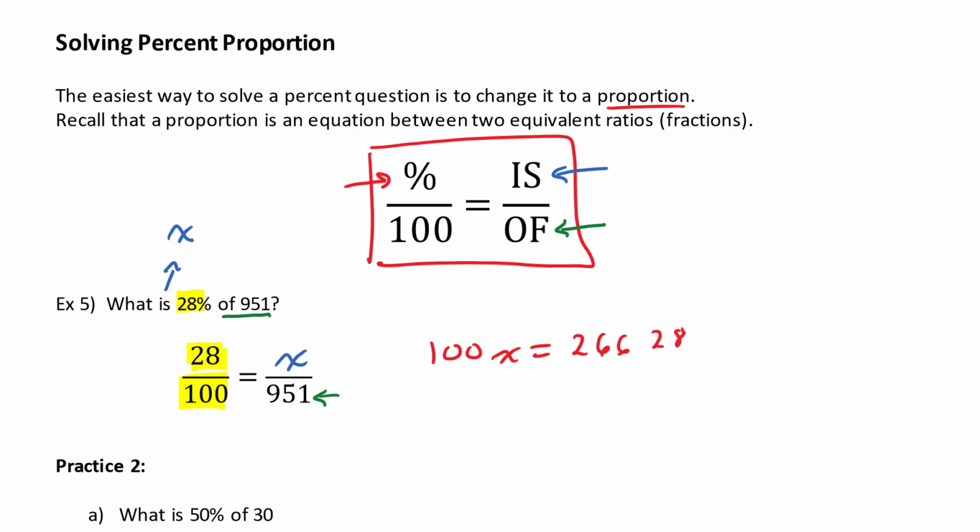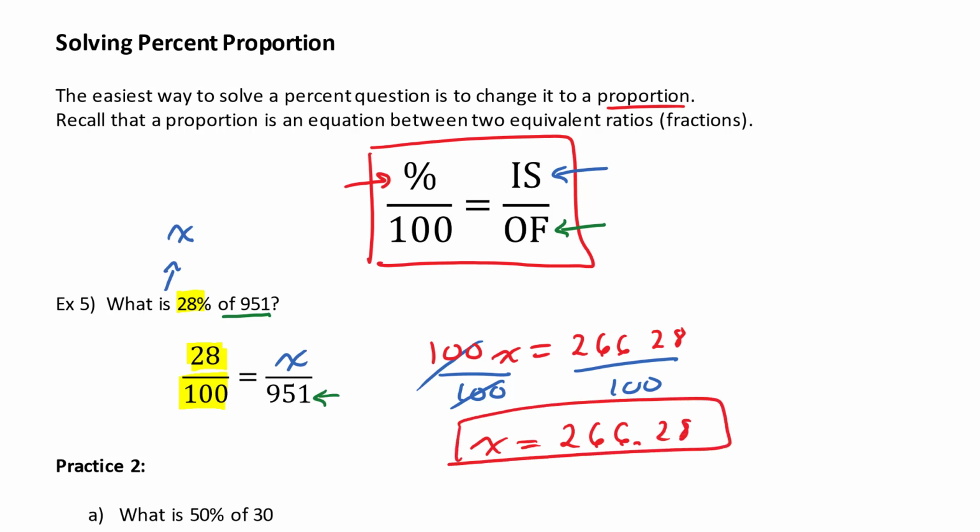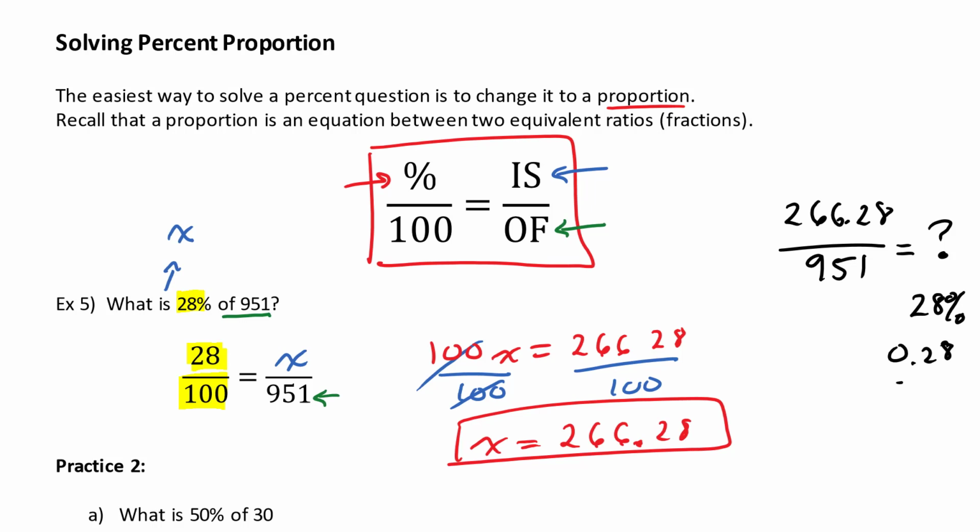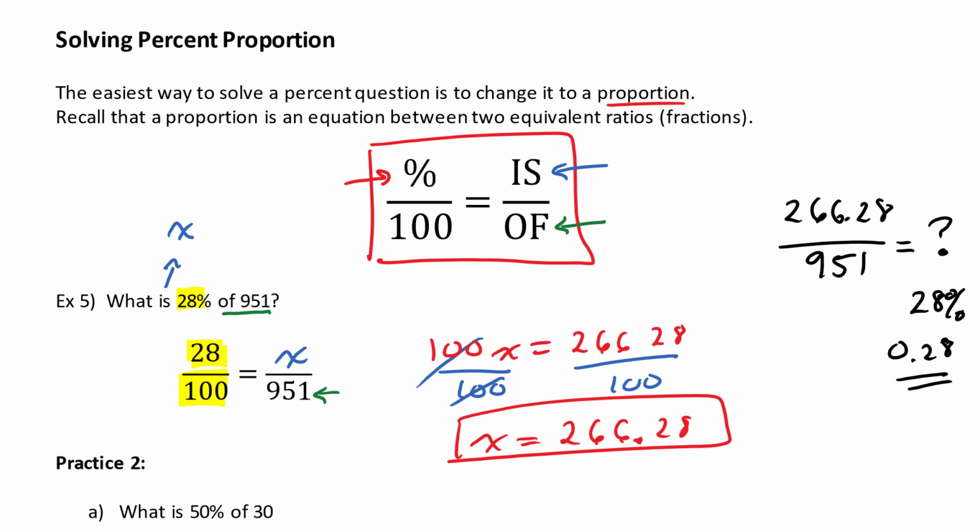26628. Isolate the x on its own by dividing both sides by 100. And here I get x being equal to 266.28. Final answer. If you want to double check, I could say 266.28 divided by 951. Plug that in my calculator. What do I get? If you did it correctly, what you should get is 28%, or in your calculator, 0.28. So there's always a way to double check your answer here.